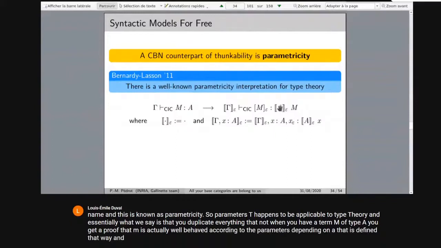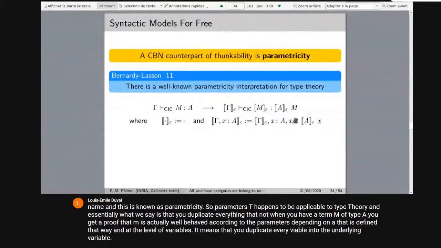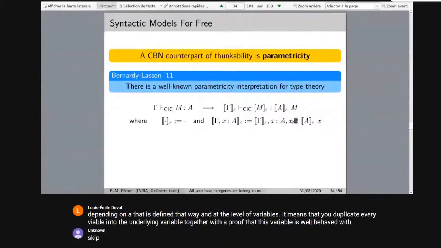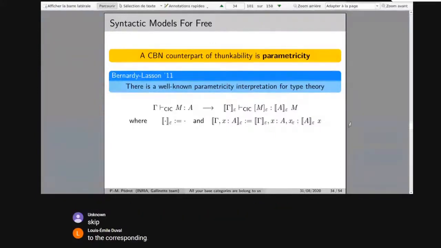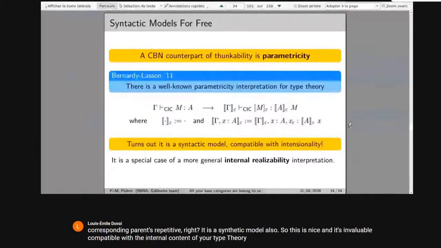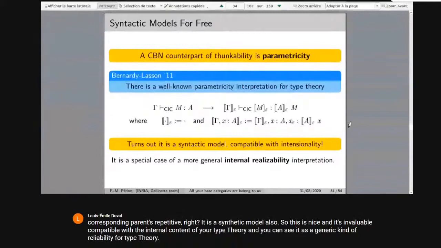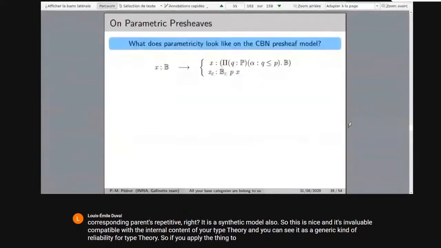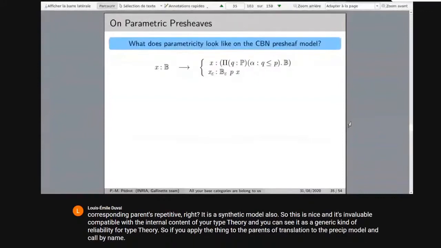And at the level of variables, it means that you duplicate every variable into the underlying variable together with a proof that this variable is well behaved with respect to the corresponding parametricity predicate. It is a syntactic model, so this is nice, and it's in particular compatible with the intensional content of your type theory. And you can see it as a very generic kind of reusable translation for type theory. So if you apply the parametricity translation to the presheaf model in call by name, what it means, for instance, is that a Boolean variable is going to be translated as a thunk: for all q smaller than p, a Boolean.